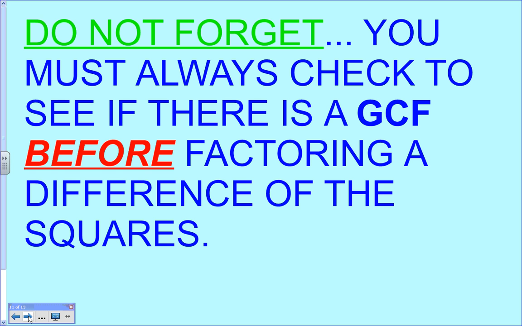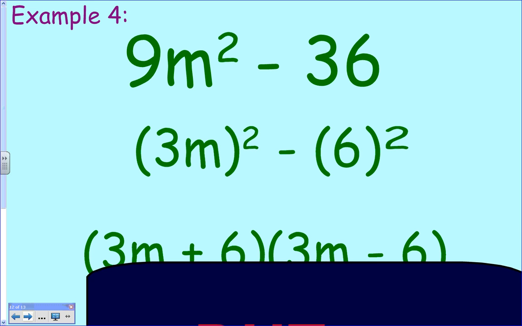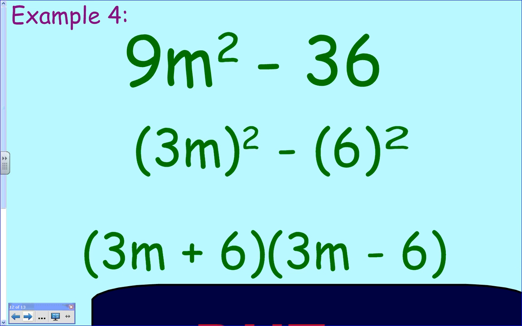Don't forget, before you start doing a difference of squares, you should be going to step number 1, checking to see if there is a greatest common factor. 9m squared minus 36. If you rewrite this as 3m squared minus 6 squared, when you factor this, you're going to get 3m plus 6 and 3m minus 6. The factorization you've done is correct.